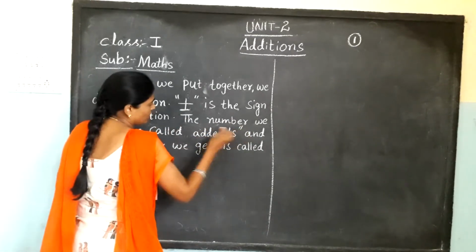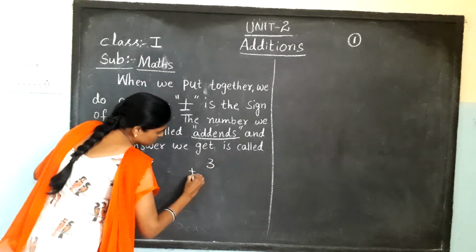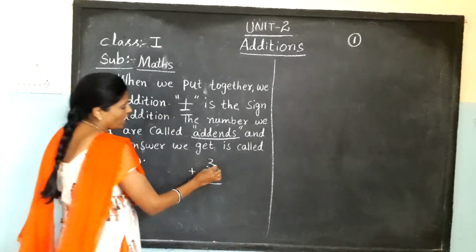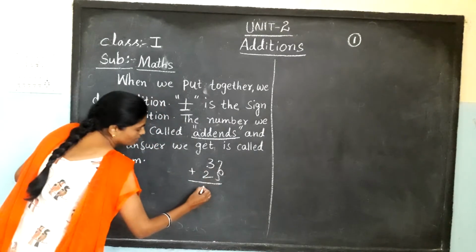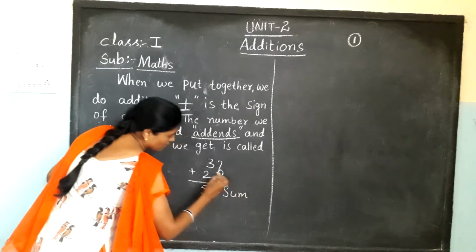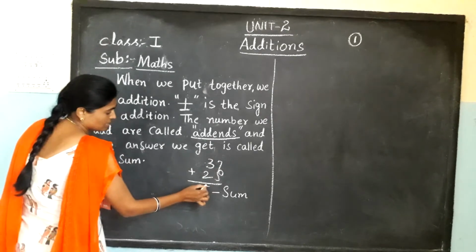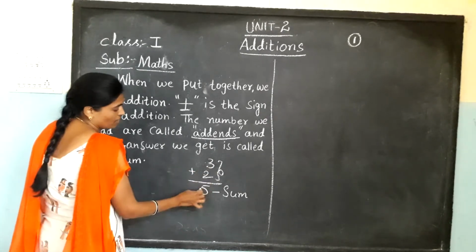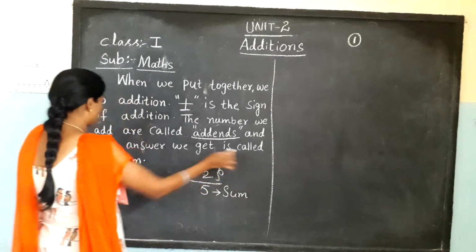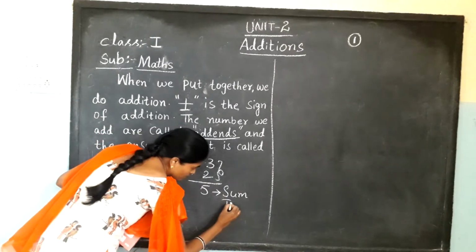Means when we take two numbers, 3 plus 2, these are two numbers. Addends means if we add 3 plus 2, what will come? Answer 5. It is the sum or total. If two numbers are added, these are addends, and the answer is this. What will you call this answer? Sum or total.